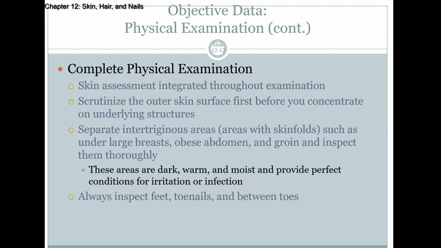And you always inspect the feet, toenails, and between the toes, you guys. When you have people with decreased circulation, such as diabetics, you want to make sure that there's nothing where they're hurting or nothing that's broken down, or a lesion that may be turning into something more. That's why they tell diabetics a lot of times, don't let anybody else cut your toenails.